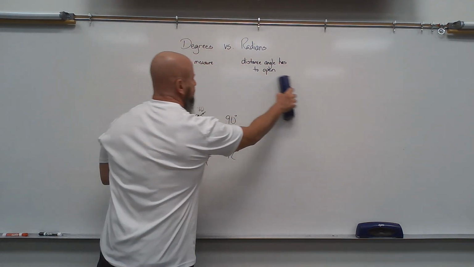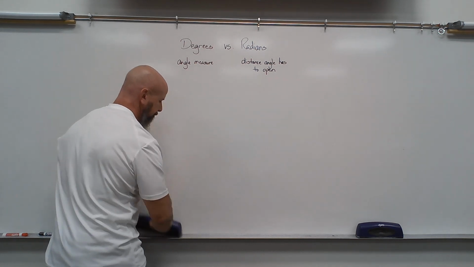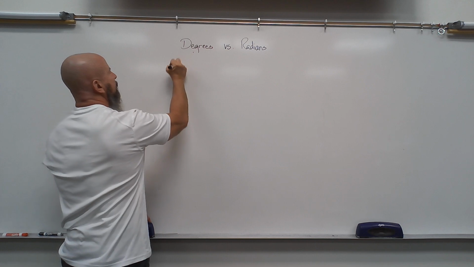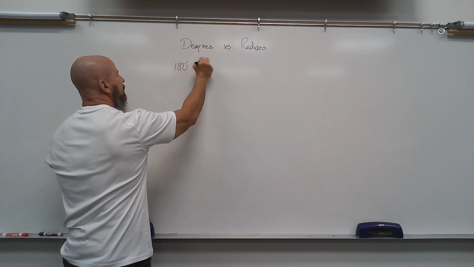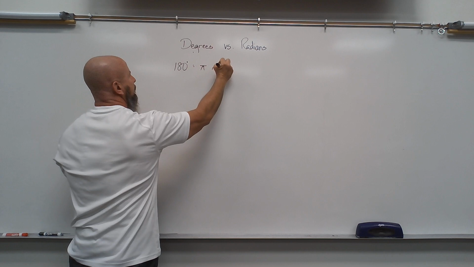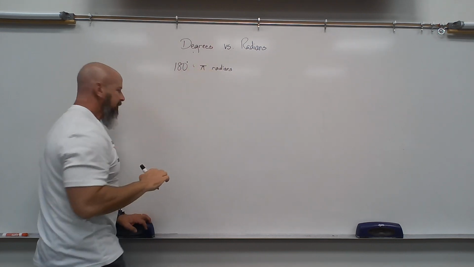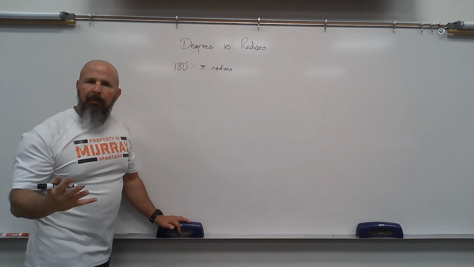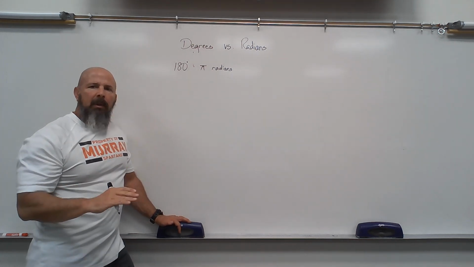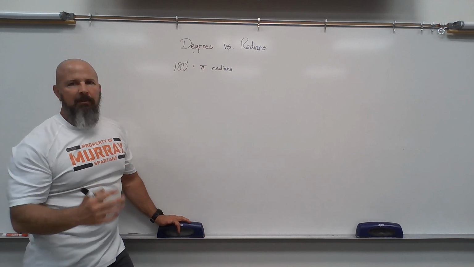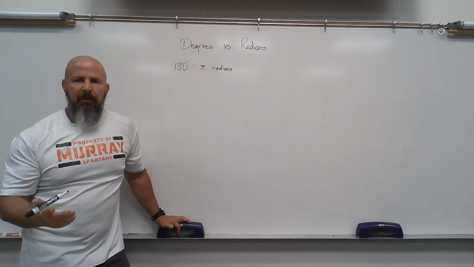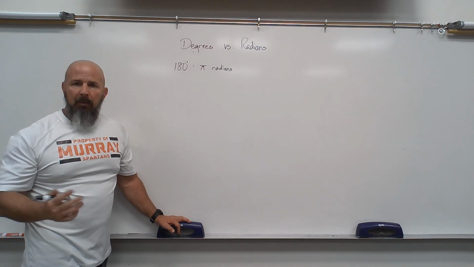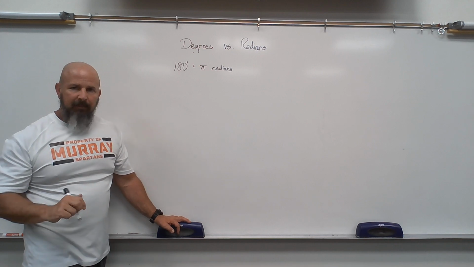The reason this works is because 180 degrees equals pi radians. Here's my standard conversion. 180 degrees equals pi. So when I was multiplying by pi over 180 or 180 over pi, I was really just multiplying by 1, which isn't going to change the overall value, but was changing the units I was working in, degrees versus radians. Okay.